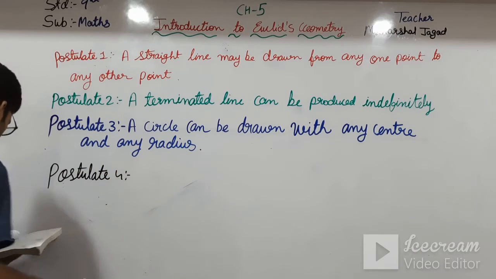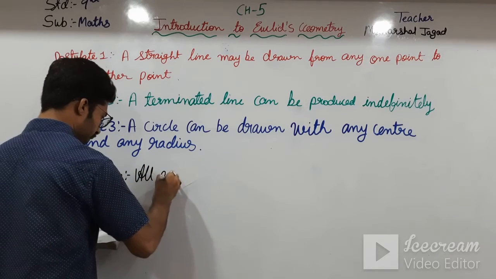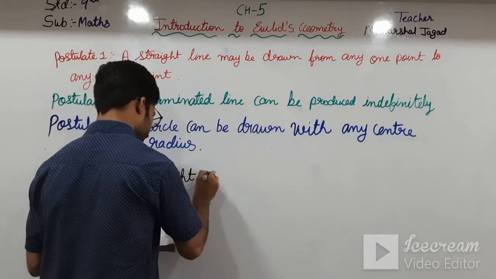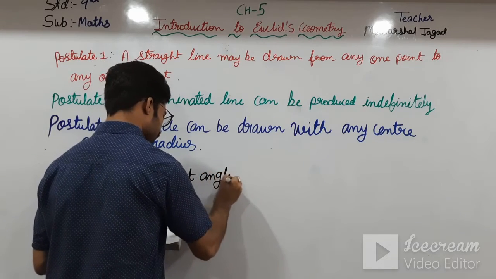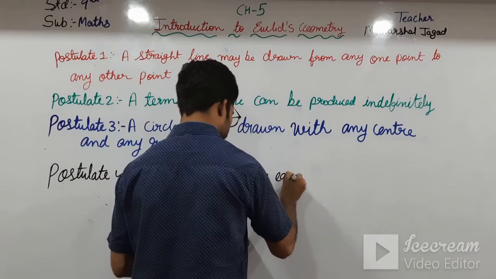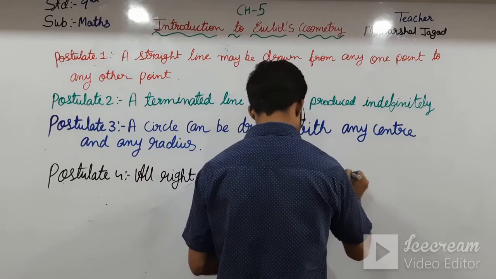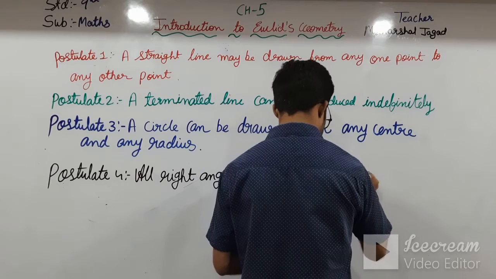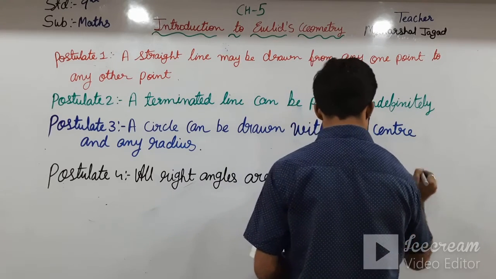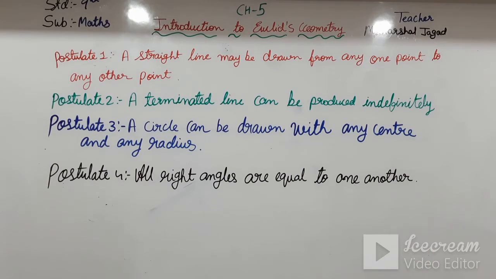Postulate number 4: all right angles are equal to one another. Okay, so let us see postulate number 3 and postulate number 4, students.